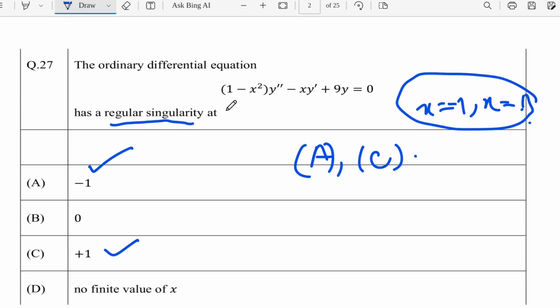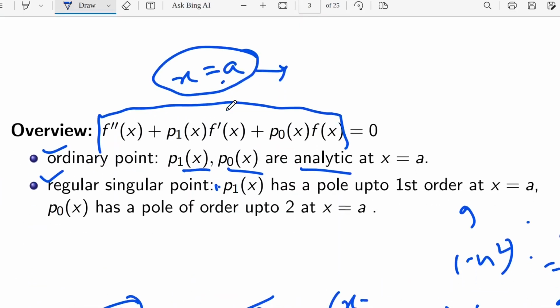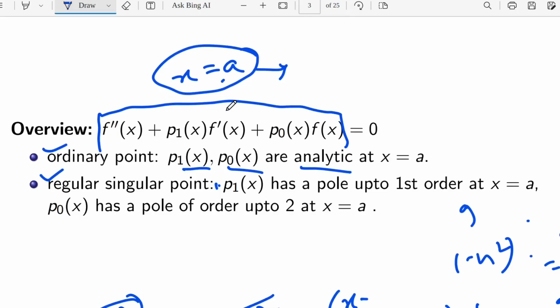So what is the condition for a regular singularity? There are basically three types of points: the ordinary point, the regular singular point, and the irregular singular point. I did not mention the irregular singular point explicitly because if these two conditions are not satisfied, then obviously the point will be an irregular singular point.